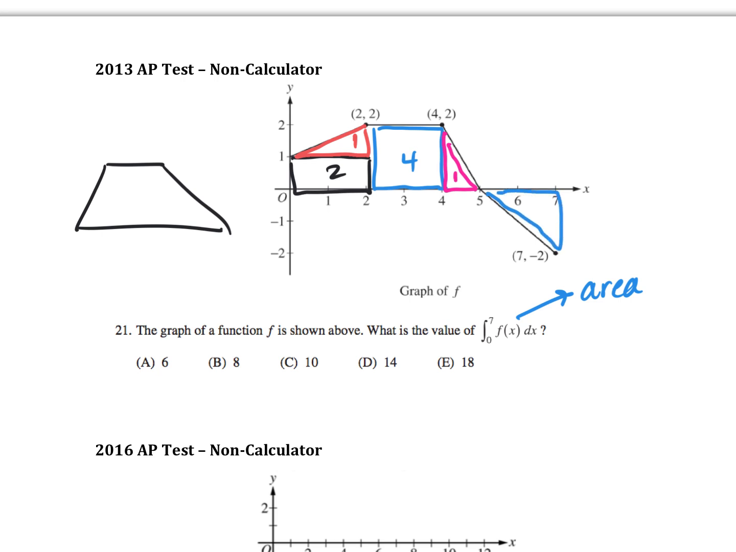I think it's 2. It is 2, but since it's beneath the x-axis, what do we need to do to that? Negative. Yeah. So you guys, we just need to subtract that area being underneath it. Let's add these up. 4, 5, 6, 7, 8 minus 2 is 6.